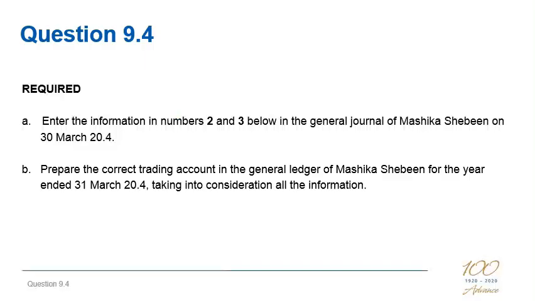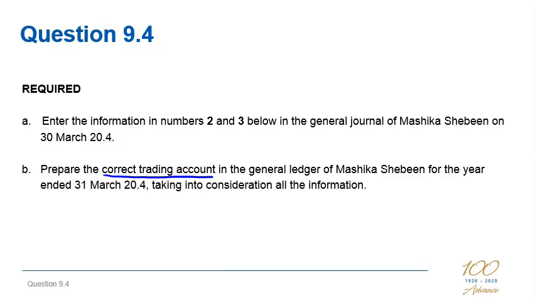In the required part for question 9.4, they first of all ask us to enter the information of numbers 2 and 3 below in the General Journal of Mashika Shabin on the 30th of March 20.4, and then in the B part, correct the trading account in the General Ledger of Mashika Shabin for the year ended 31st of March 20.4, taking into consideration all the information.